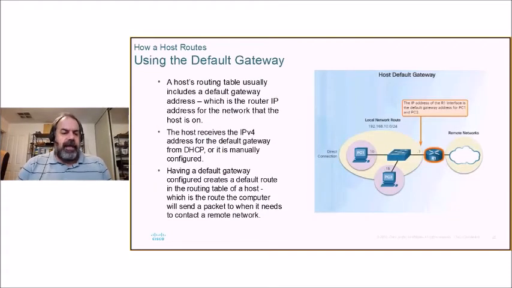So using the default gateway, a host routing table usually includes a default gateway address, which is the router IP address for the network that the host is on. The host receives an IPv4 address for the default gateway from DHCP, or someone has manually typed it in. Having a default gateway configured creates a default route in the routing table of a host, which is the route the computer will send a packet to when it needs to contact a remote network.